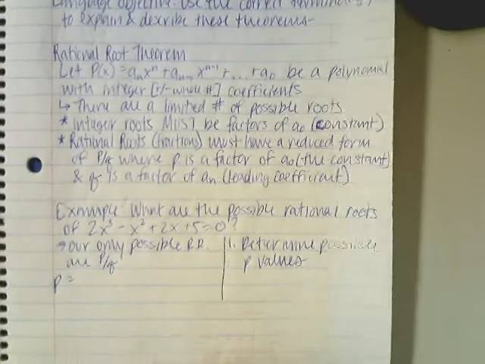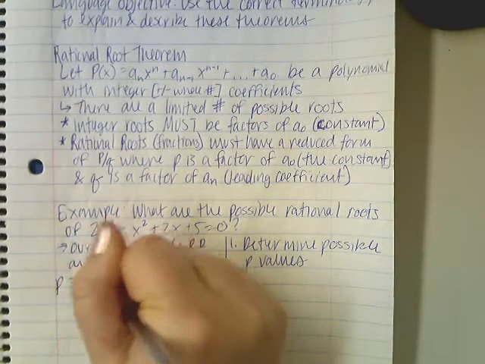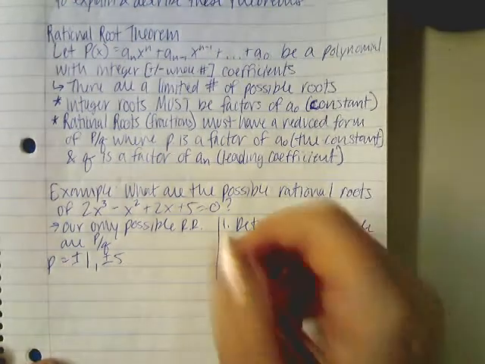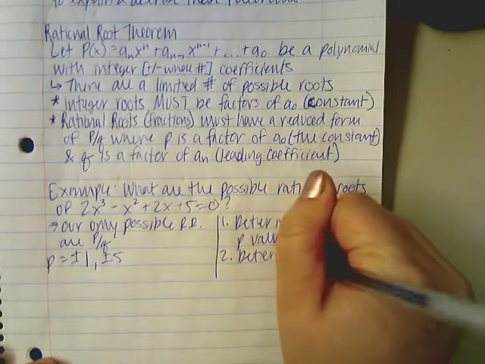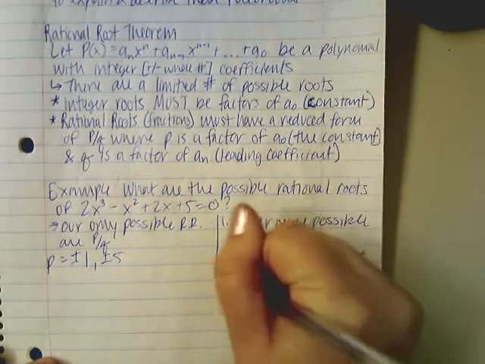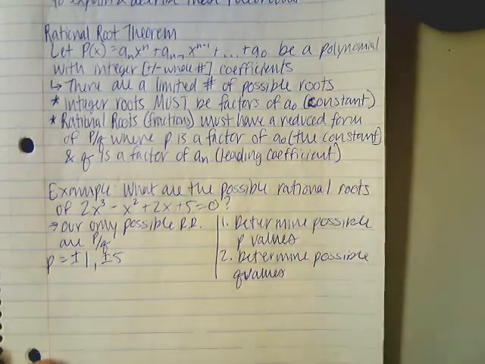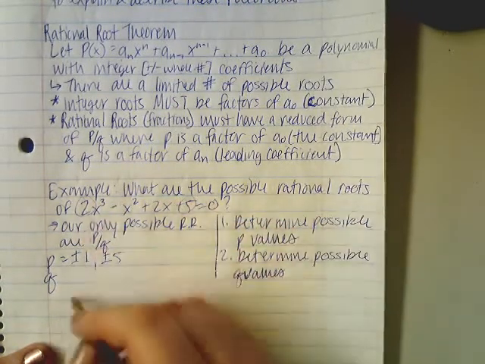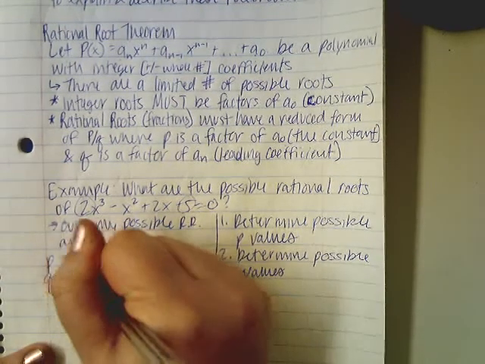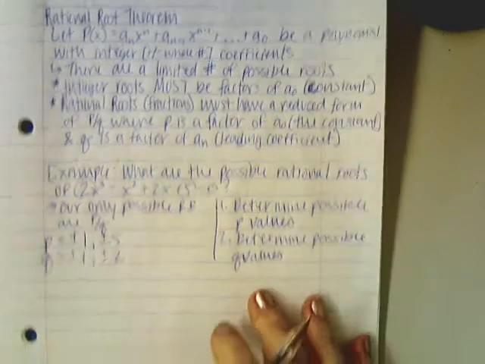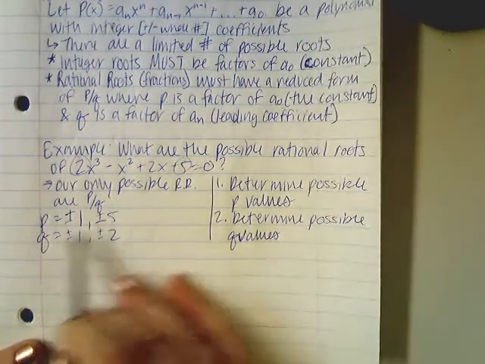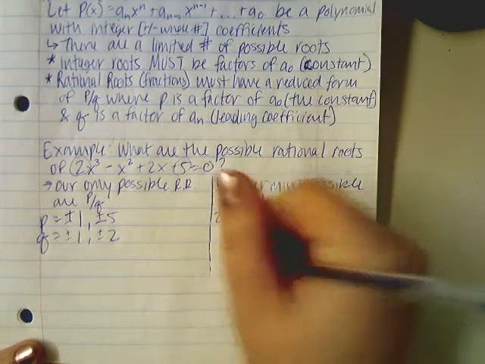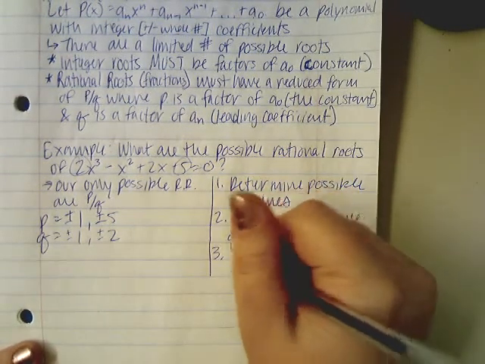So I need to find factors of 5, which are pretty easy. 5 is prime, so I just have plus or minus 1 or plus or minus 5. Those are my only two factors of 5, so those are my only possibilities for my p-value. Then we're going to do the same thing for q. The possible q-values: q is our leading coefficient, which is 2. Again, 2 is prime, so I just have plus or minus 1 and plus or minus 2. So I've determined my possible p-values and q-values, because they are just factors of our constant over factors of our leading coefficient. Now I'm going to write all the possible values of p over q.